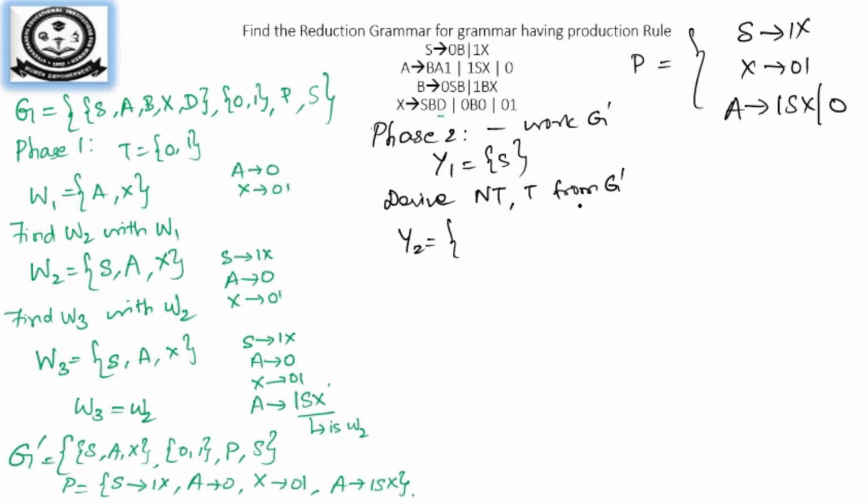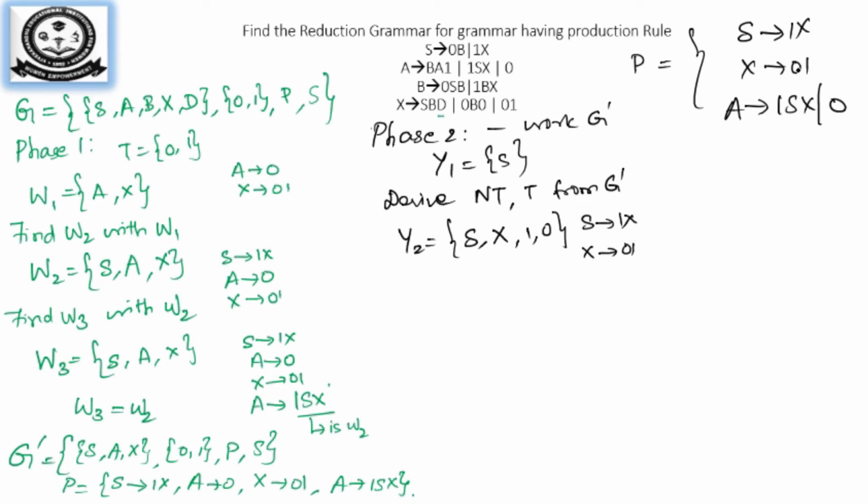From S, I can go to S tends to 1X. So I will include S and X and the terminal 1. Next, I have X, so X tends to 0, 1. So 1 is already there, so I will include 0. Now, do I have A in my set? So in this Y2, do I have A? No, I don't have A, so that production will not be included. So you have completed your process.